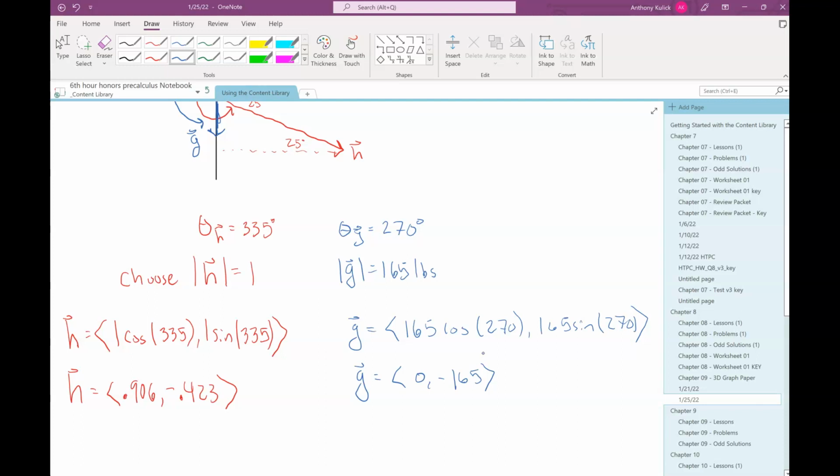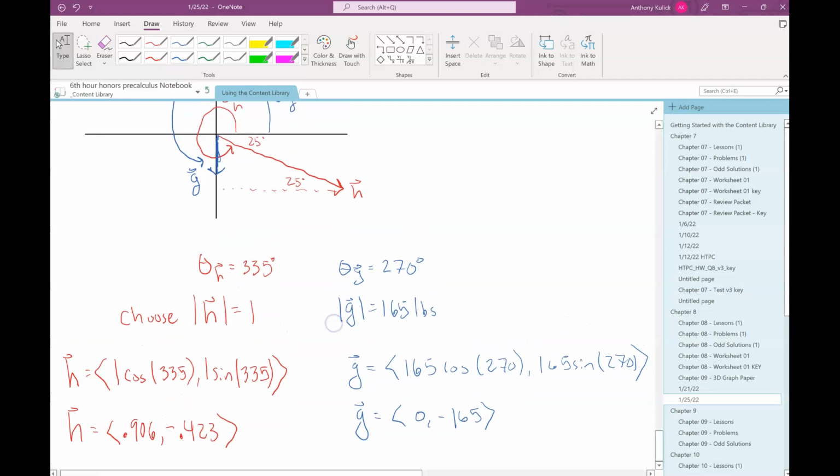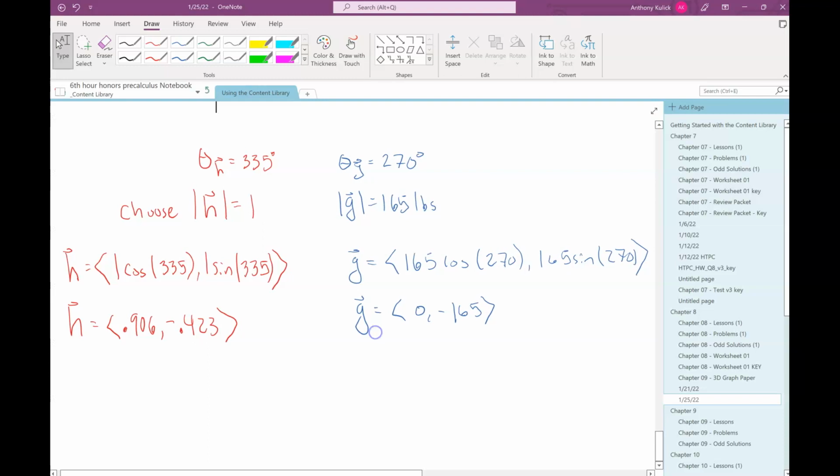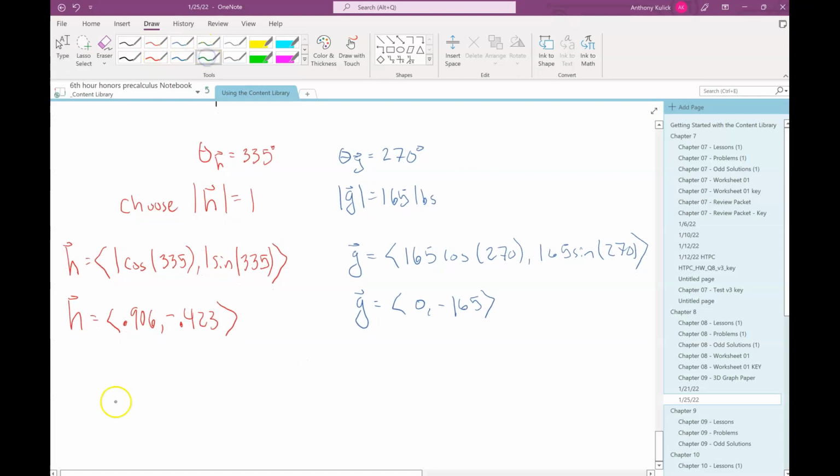Notice that for vector G, realistically, to write that in component form, you could have just looked at the picture. You have an arrow pointing straight down with length 165. That better be 0, negative 165. But you could certainly do the calculation I've written down there. And I'm going to write that down every time, even if we can just do it by looking at the picture. Cool? Okay. So now what we want is the projection of G onto H.